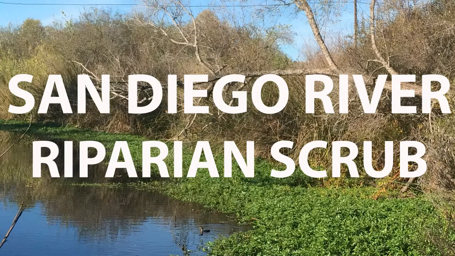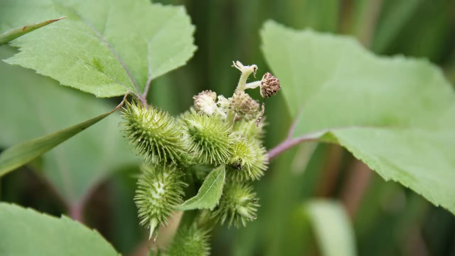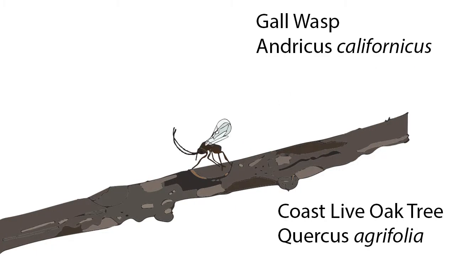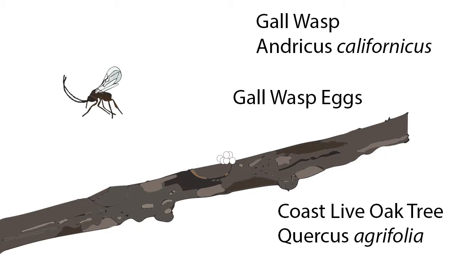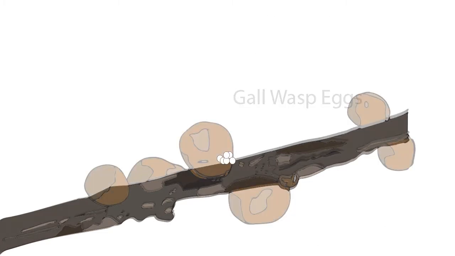The riparian scrub habitat is a prime location for several species interactions due to its proximity to water. Many species have adapted to live and thrive in this habitat, such as the cinnamon wasp, coast live oak tree, and cockleburrow plant. The cinnamon wasps, Andricus californicus, commonly referred to as gall wasps, deposit their eggs on coast live oak trees, resulting in a stimulation of plant tissue growth, creating protection for the larvae to develop.